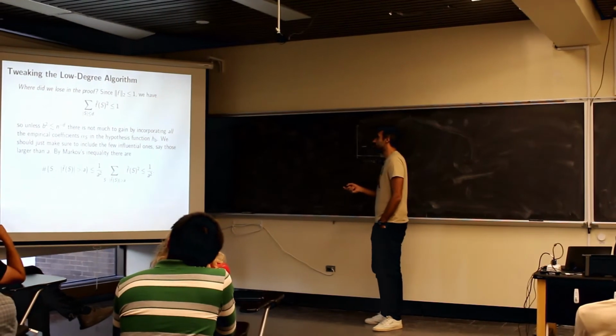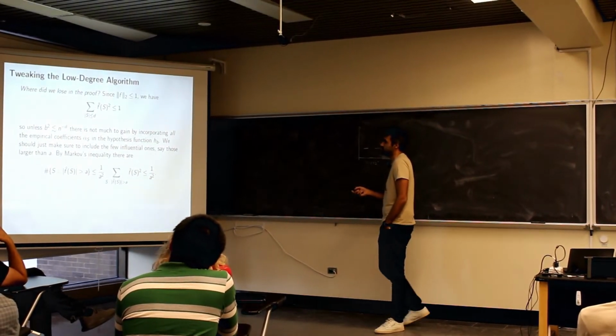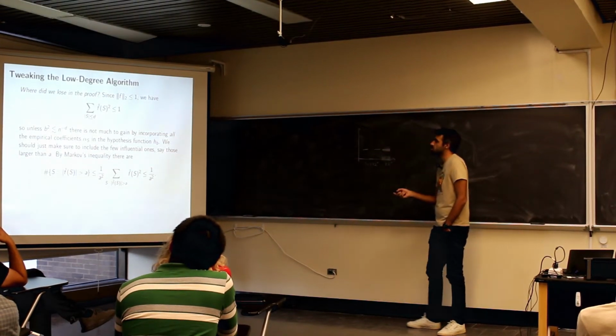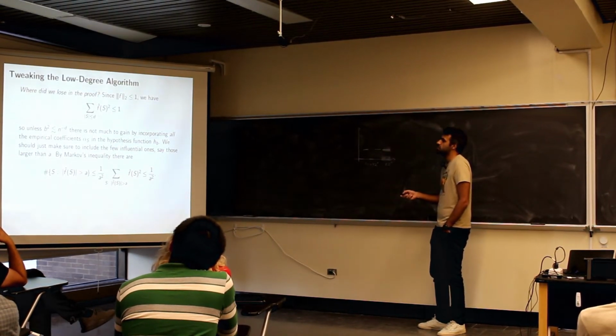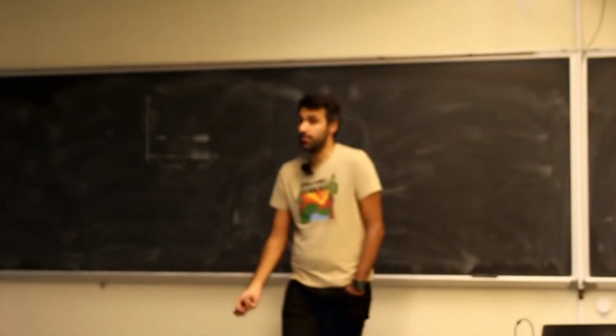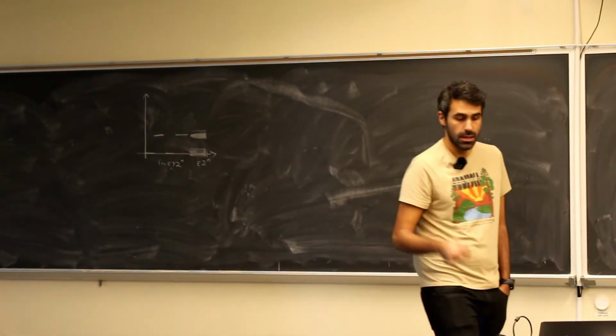So we lost by incorporating all the empirical coefficients, and what we should do is to make sure to include only the few ones which are influential, so the ones which are bigger than a parameter a. And how many of them are there? Well, the number of Fourier coefficients which are bigger than a is bounded by 1 over a squared just by Markov's inequality, since the squares of those sum up to 1.